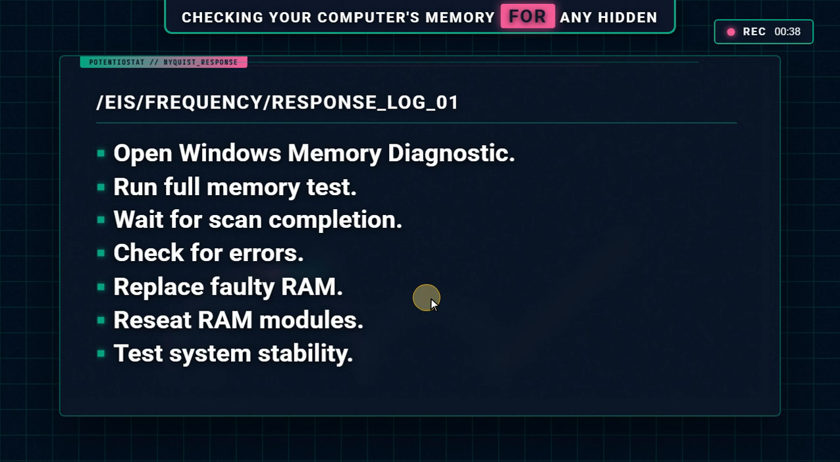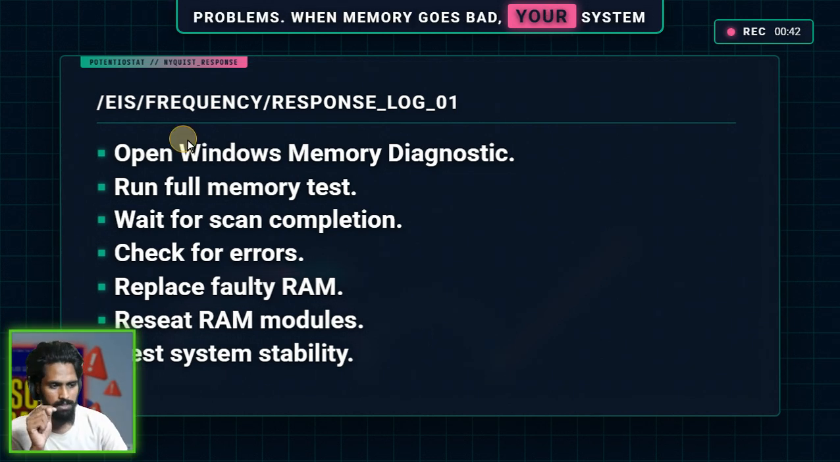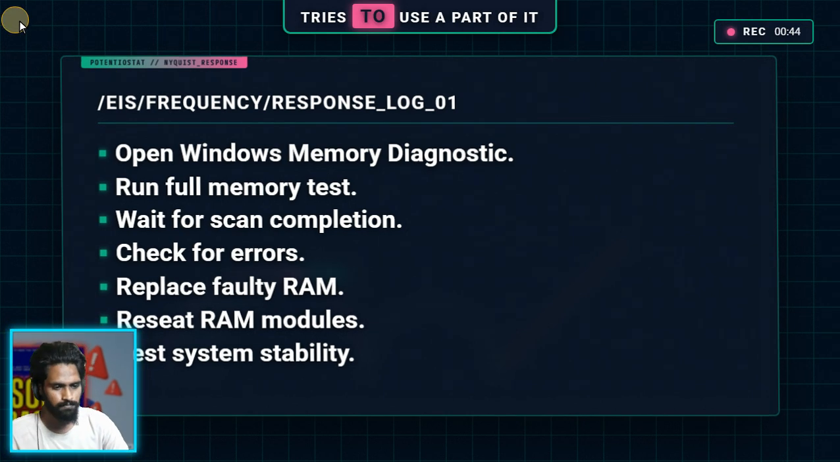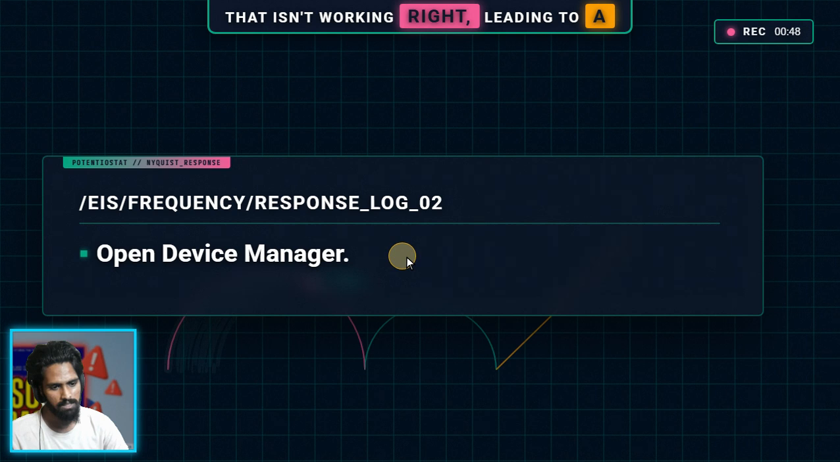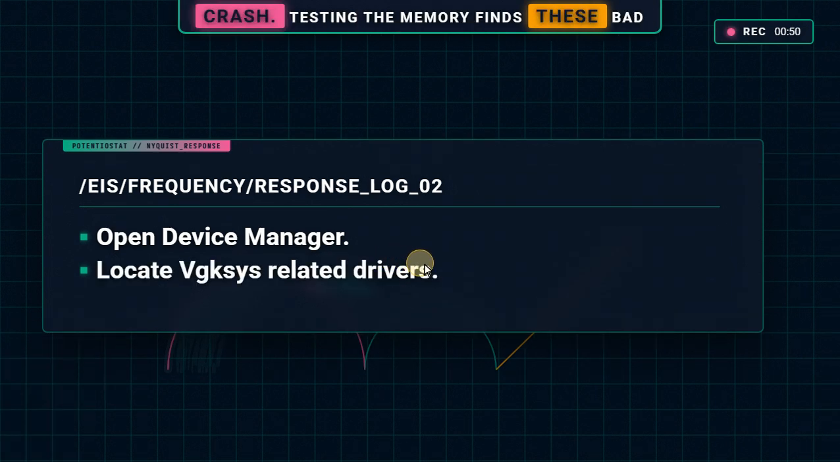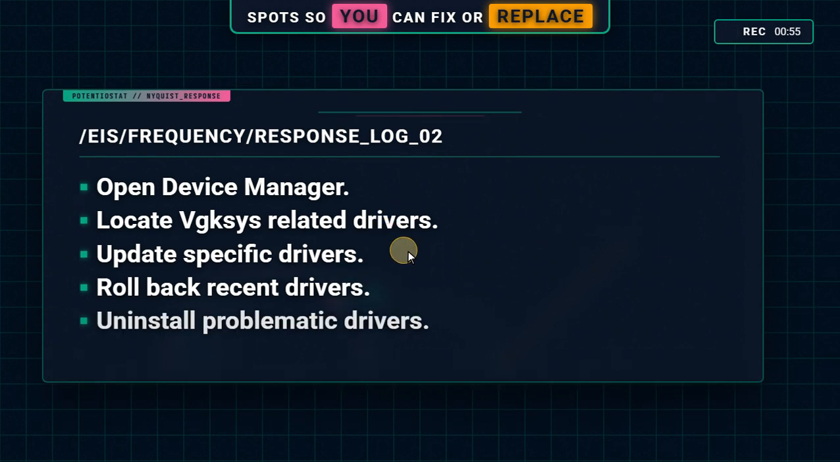The first method helps by checking your computer's memory for any hidden problems. When memory goes bad, your system tries to use a part of it that isn't working right, leading to a crash. Testing the memory finds these bad spots so you can fix or replace them.